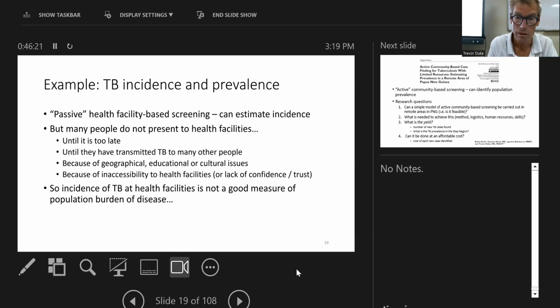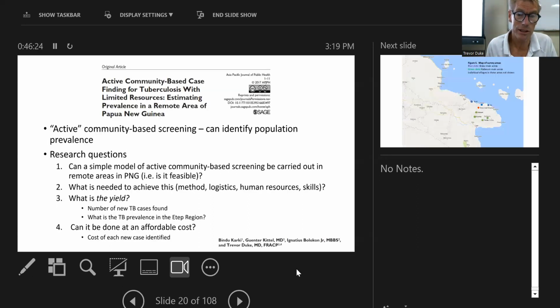So in recognizing this, we did a study some years ago, where we looked at active case finding, right? And I think since then, this was 6 or 8 years ago, there's been much more focus on the value of active case finding for TB, right? And I think many provinces are now doing active case finding. This was one of the first active case finding studies where we looked at community screening, like going to a community to identify the population prevalence, right?